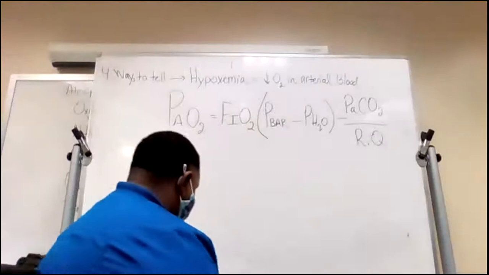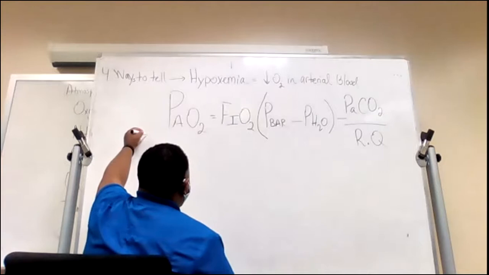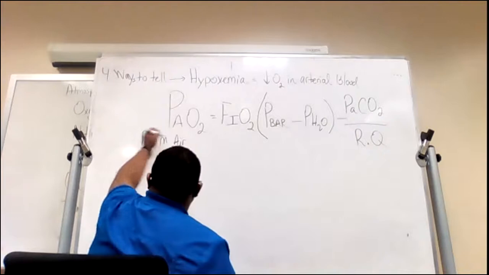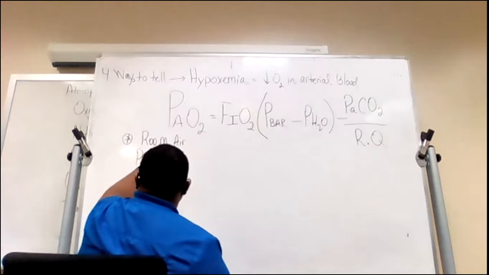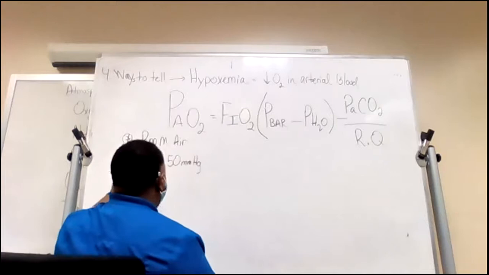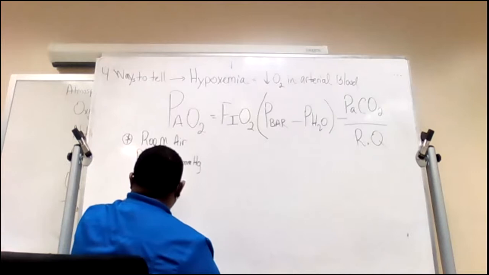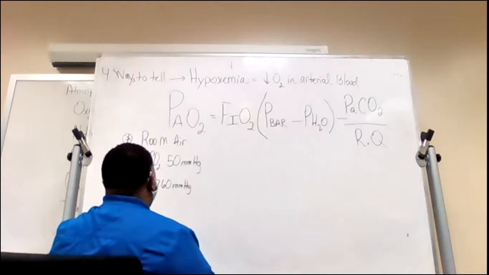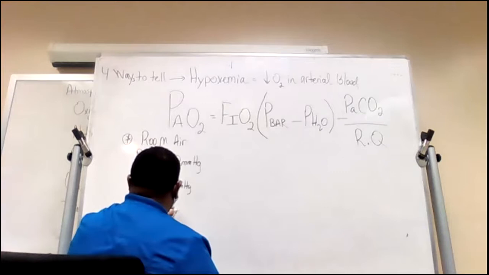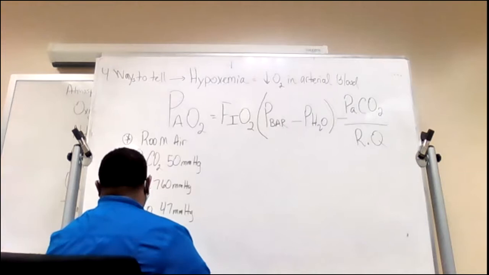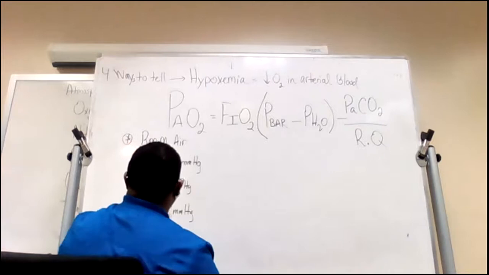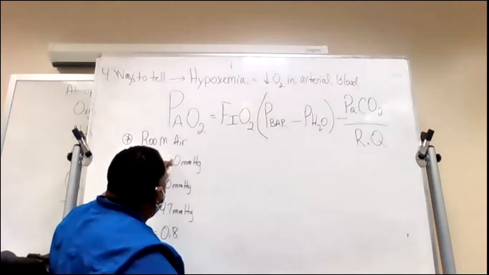Mr. Smith is on room air. Okay, he has a PaCO2 of 50 millimeters of mercury. The P bar is 760 millimeters of mercury. The pressure of water is 47 millimeters of mercury. And RQ is 0.8. So change your CO2 to 40, because I want you to find out the normal PAO2 first.